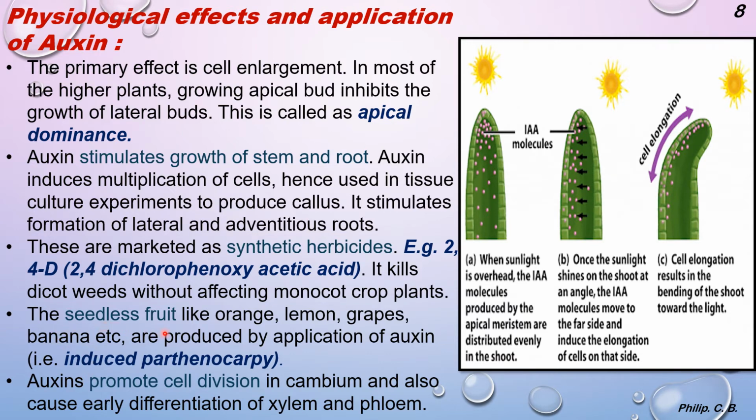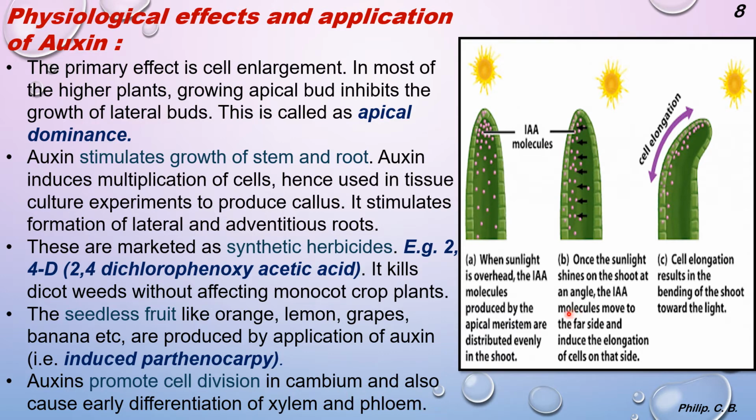Further, seedless fruits like orange, lemon, grapes, banana, etc. are produced by the application of auxin, that is induced parthenocarpy. Now parthenocarpy, as we know, is to produce fruits without undergoing fertilization. So by application of auxin, we can produce seedless fruits like orange, lemon, grapes, banana. Further, auxins promote cell division in cambium and also cause early differentiation of xylem and phloem.